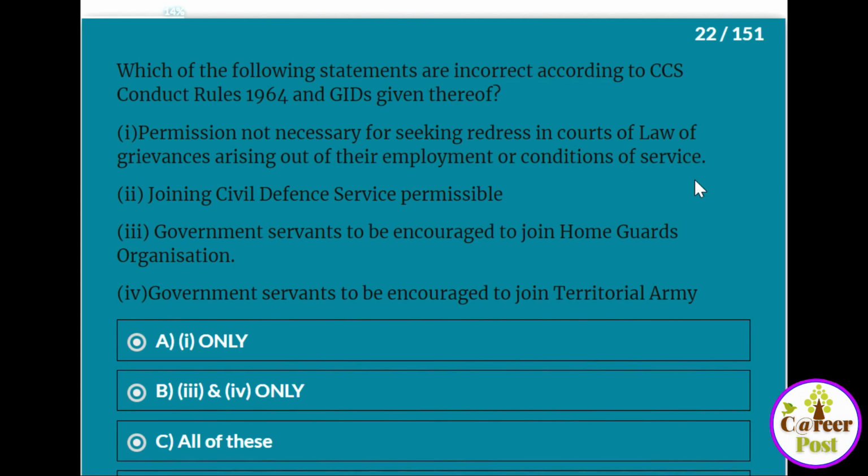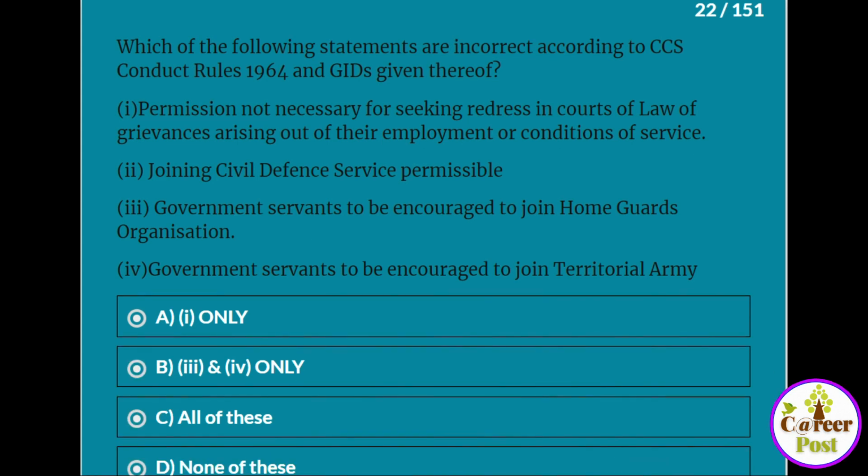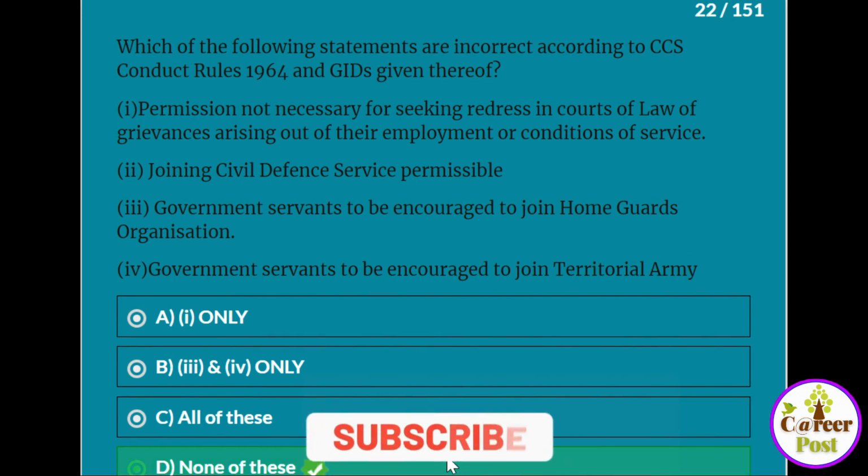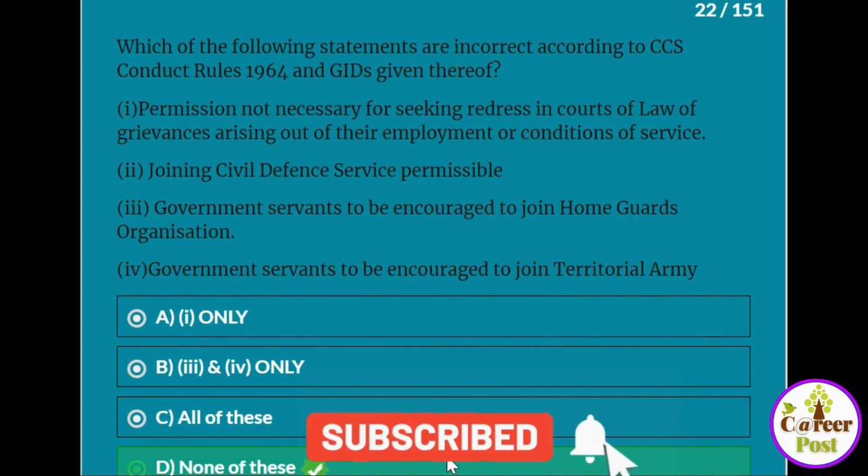Which statement is incorrect? Permission not necessary for seeking redress, in courts of law, of grievances arising out of their employment or conditions of service. Joining civil defense service permissible. Third one, government servants to be encouraged to join Home Guards organization. Government servants to be encouraged to join Territorial Army. Answer is none of these. None of these are incorrect means what? Everything given here is correct.